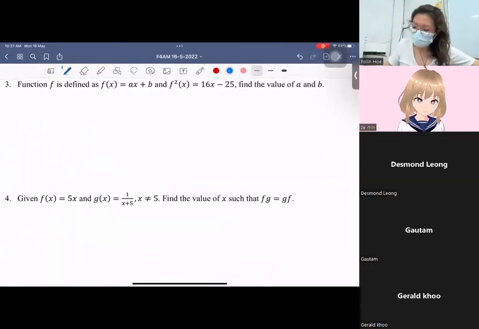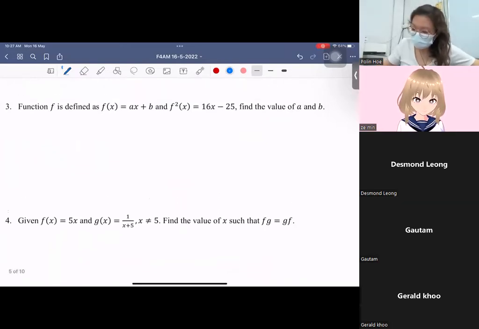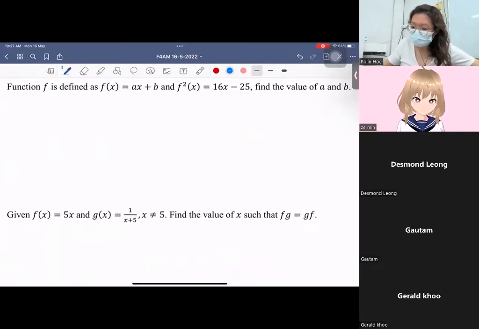Function f is defined as f(x) equals ax plus b, and then f(f(x)) equals 16x minus 25. Find the values of a and b. So you will realize that for this set of questions, I will always ask you to find the unknowns, the relation, because that's the hard part.